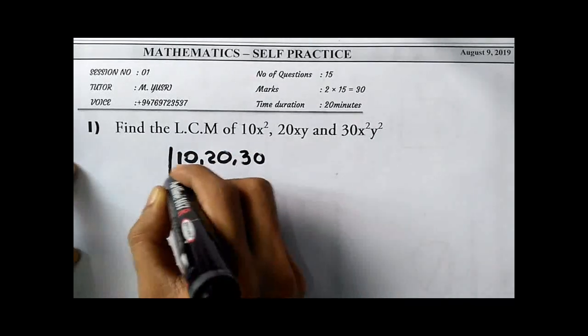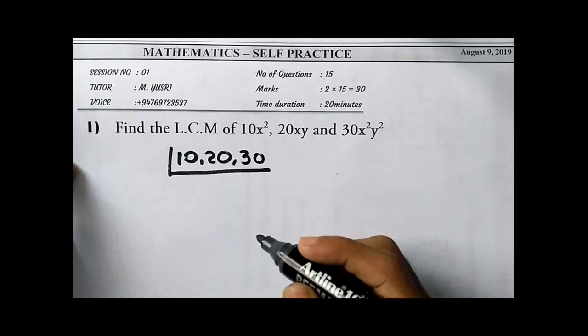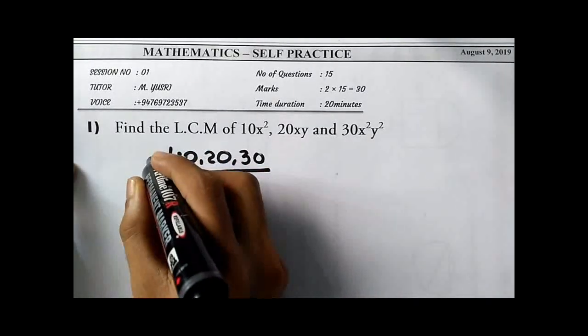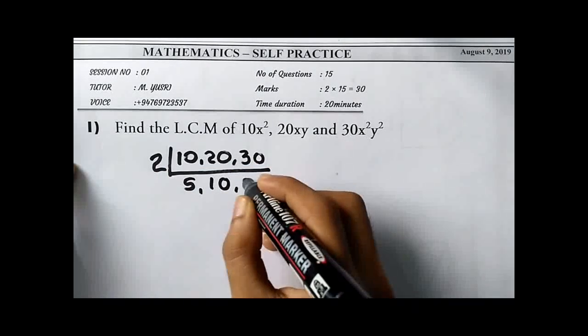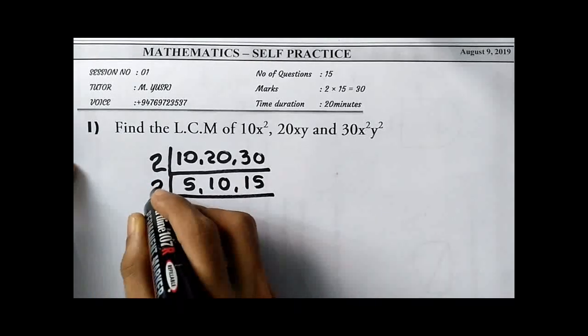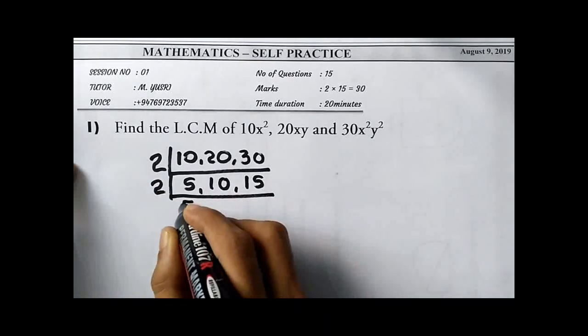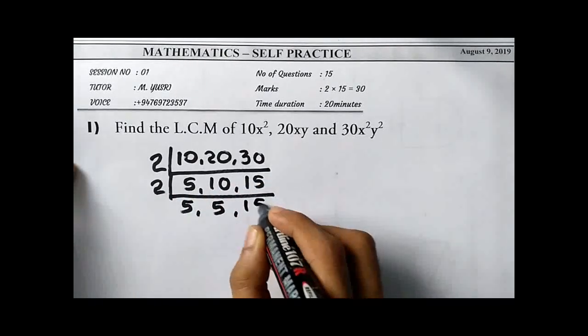Now we have to divide them by the prime numbers. So what are the prime numbers? 2, 3, 5, 7. Those are the first 4 prime numbers. So we can divide by 2. So 10, 20 and 30 divided by 2 gives 5, 10 and 15. Now again we can divide either of these by 2. Which one is that? 10. So 10 divided by 2 means 5, and 15 we can't divide.